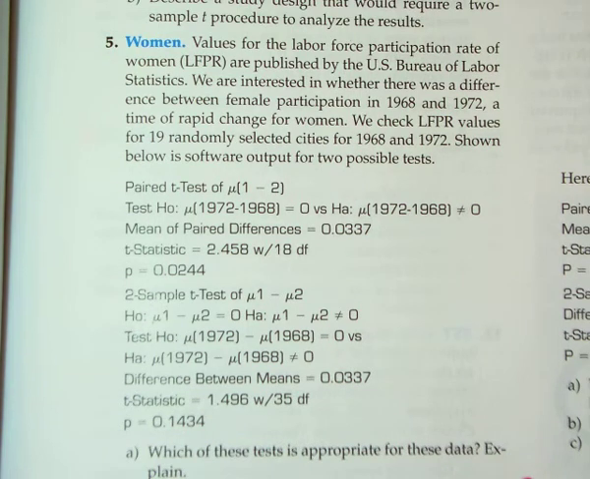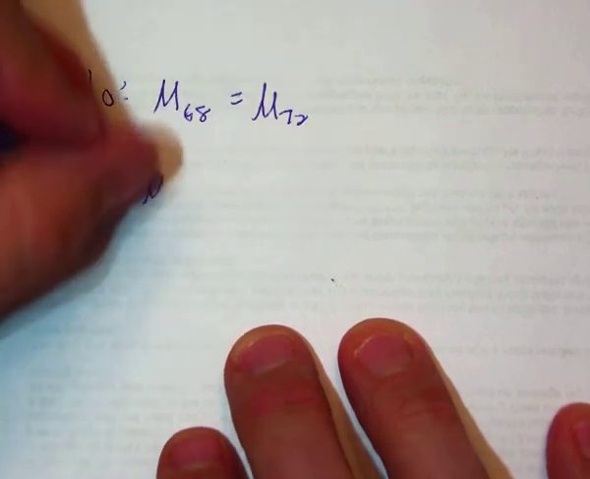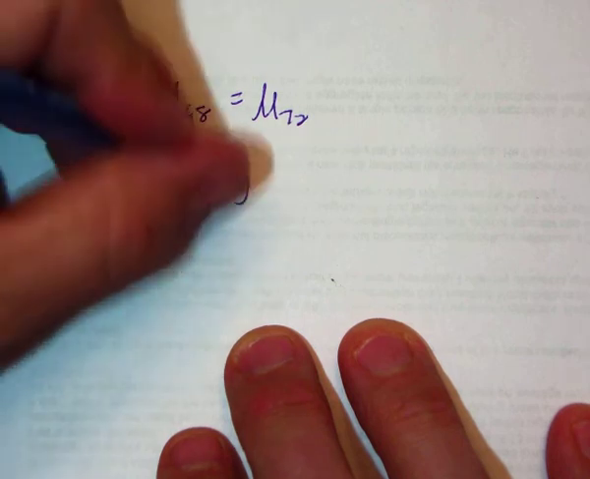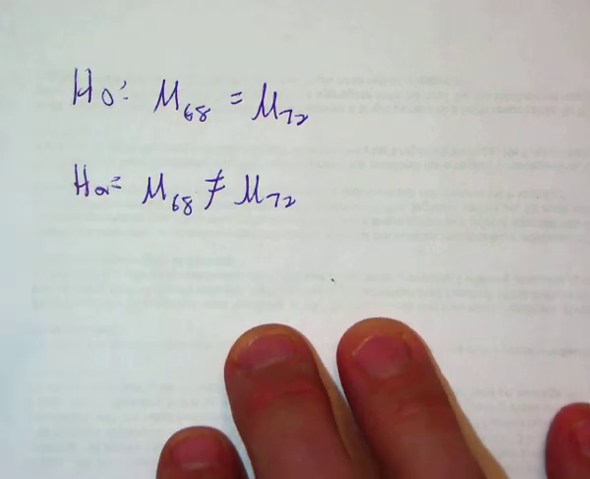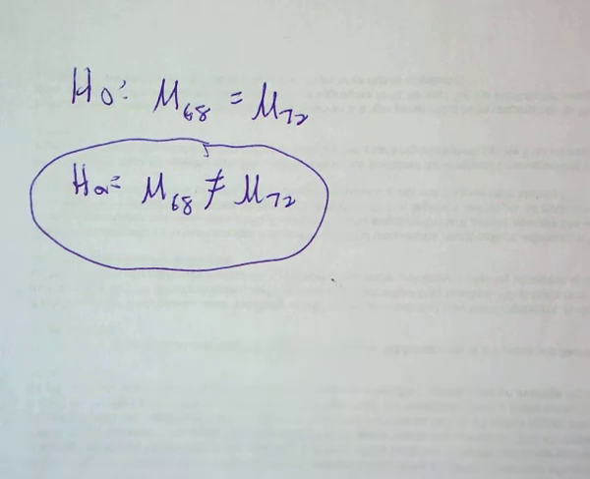So the null would be that, let's say, mu of 68 equals mu of 72, and the alternative would be that mu of 68 does not equal mu of 72. So if we reject the null, we accept the alternative. So if we accept the alternative, then what are we accepting? Well, we're accepting the fact that the labor participation rate changed from 1968 to 1972.